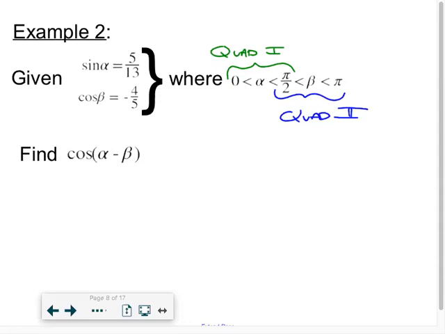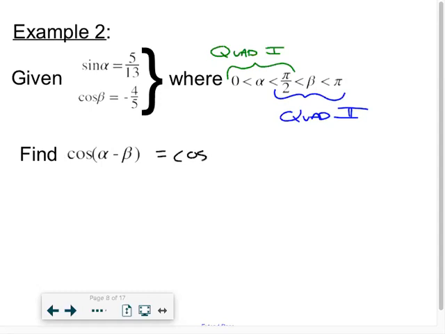In quadrant 1, sine and cosine always produce positive ratios. Everything's positive in the first quadrant. However, in the second quadrant, cosine is negative, sine is positive, right? So we've got to keep that in mind. And we're asked to find cosine of alpha minus beta. So let's expand this formula, right?